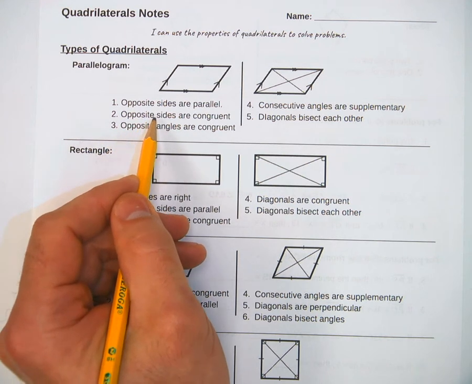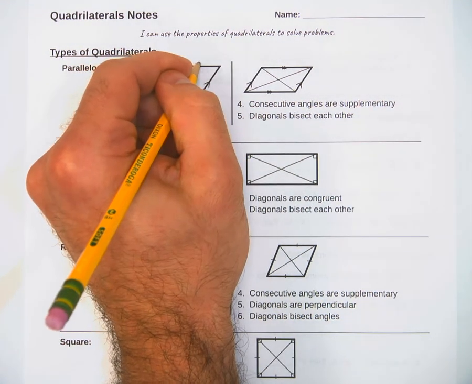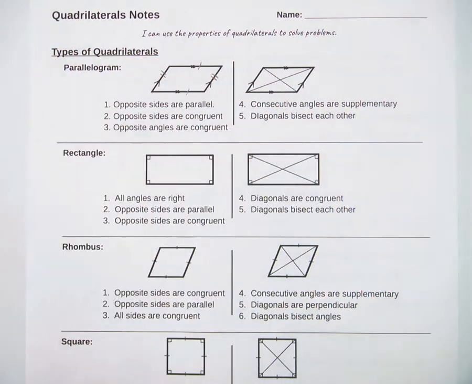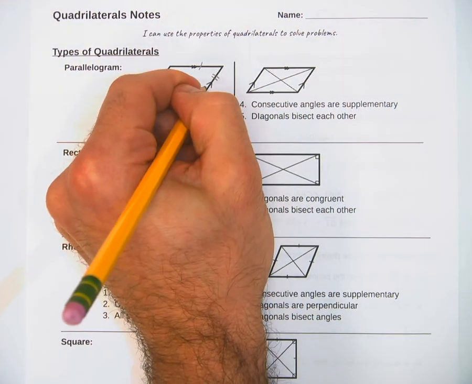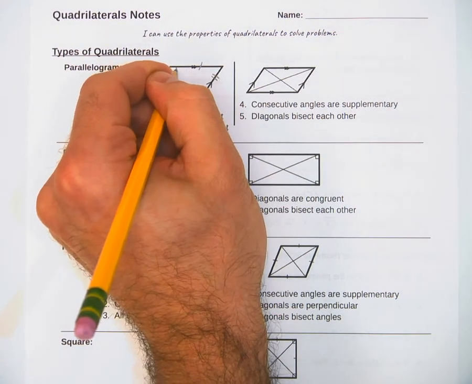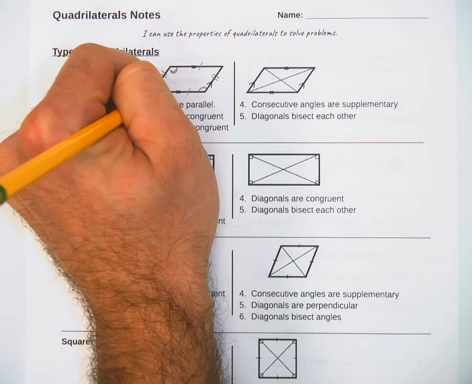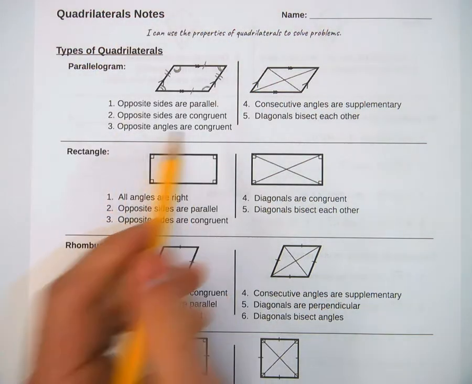Also, another property of them is that the opposite sides are congruent, meaning that this side isn't just parallel, but it is equal to that side, and this side is equal to that side on a parallelogram. Opposite angles are also congruent. So this angle is congruent with this one that's diagonal with it over there, and this one is congruent with this one right there. So opposite angles are congruent.